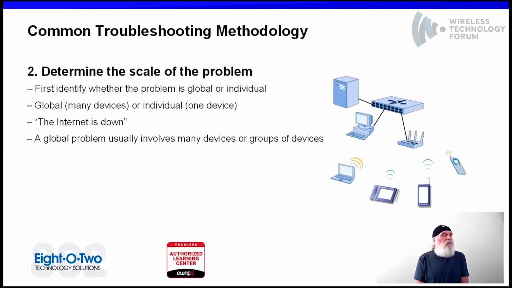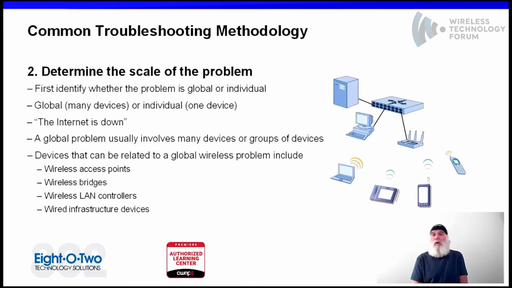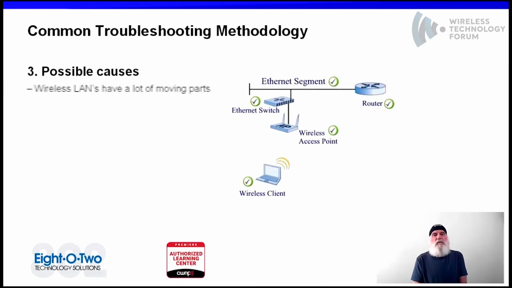A global problem usually involves many devices or groups of devices. Devices that can be related to a global problem include things like wireless access points, wireless bridges, wireless LAN controllers, wired infrastructure devices. That's one that's often overlooked, at least on the wireless side, or just not considered on the wireless side. And of course, the individual one device, not the user. The next thing is to look for possible causes.